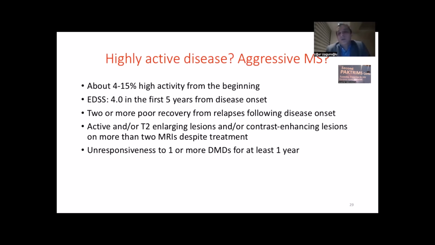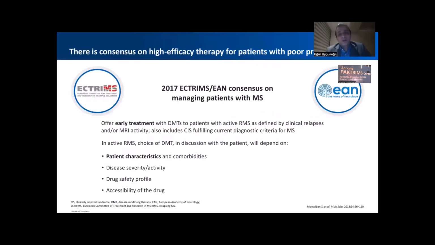Two or more poor recoveries from relapses following disease onset, active or T2 enlarging lesions and/or contrast enhancing lesions, or more than 2 MRIs despite treatment, and unresponsive to 1 or more DMDs for at least 1 year. So, depending on the trials regarding efficacy and safety, we decided to start ocrelizumab. What are the results of these trials?